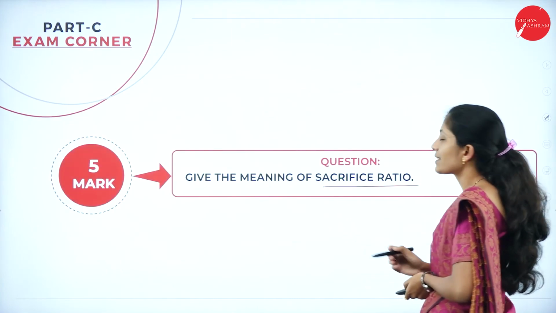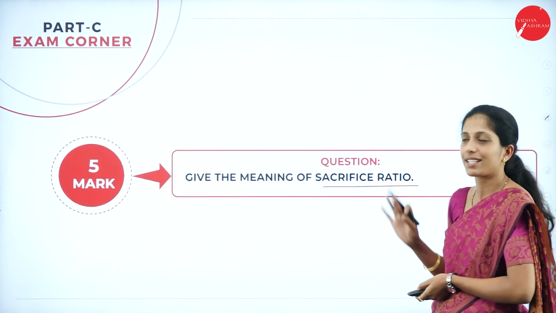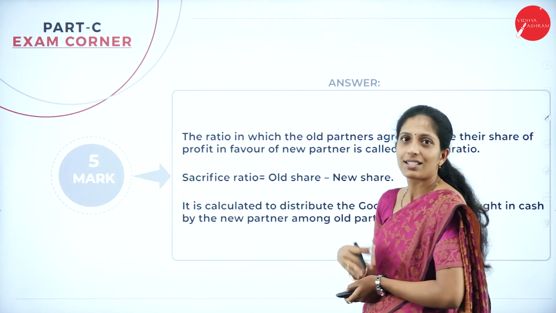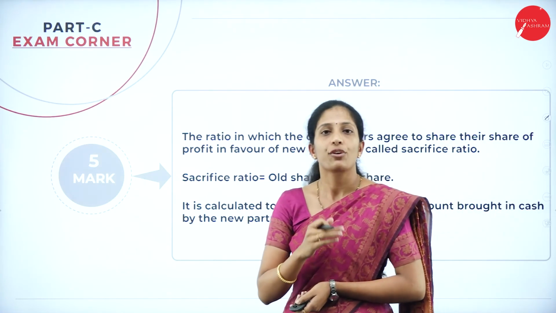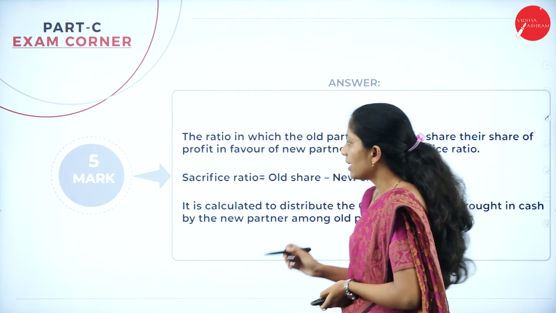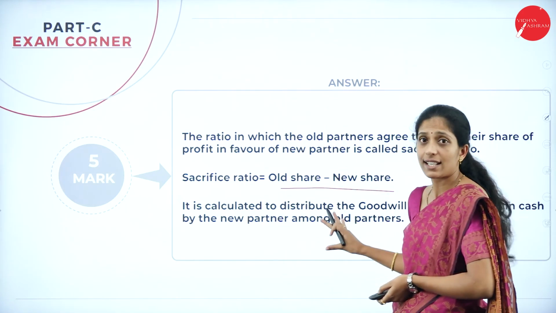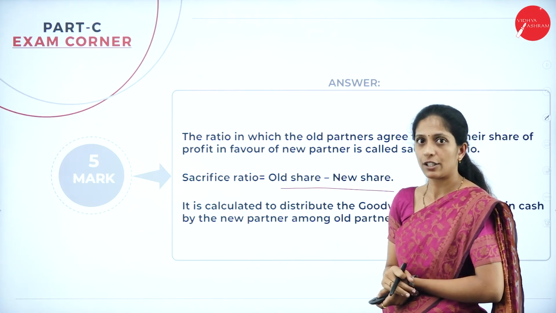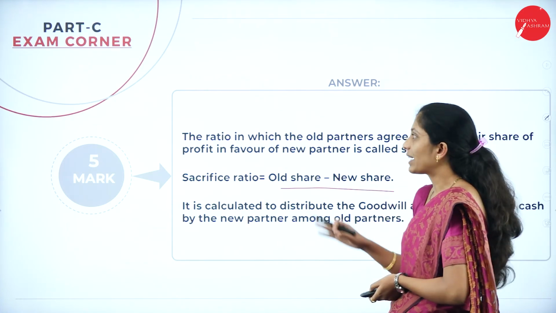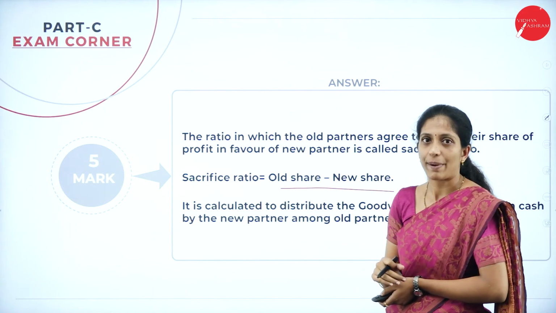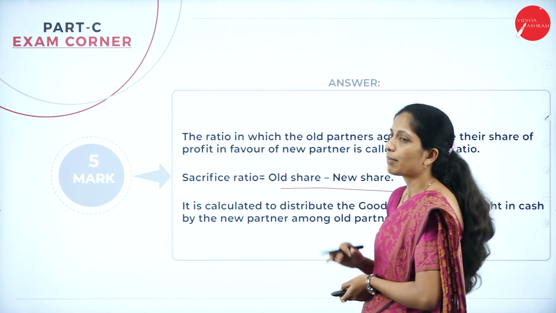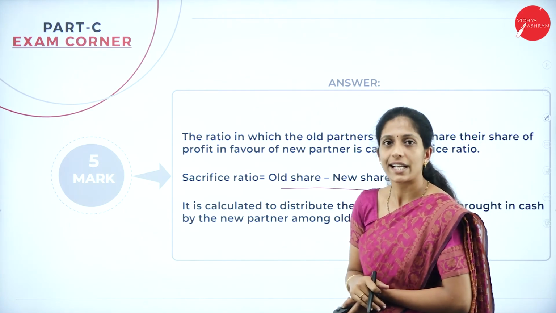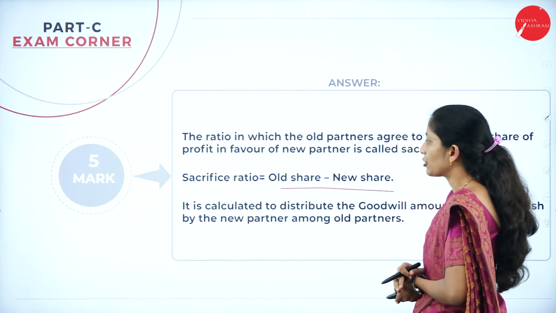Next, write a meaning on sacrifice ratio. We had already discussed it. This sacrifice ratio is calculated during admission of a partner, and write the formula. Now, why is it calculated? In order to distribute the goodwill which is brought by the new partner among the old partners for the share sacrificed by them. So, this is a 5 marks question where they will ask to write a note on sacrifice ratio.